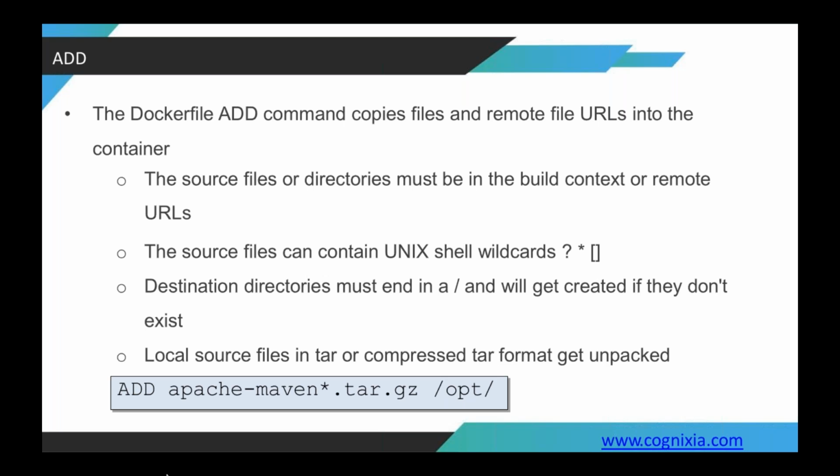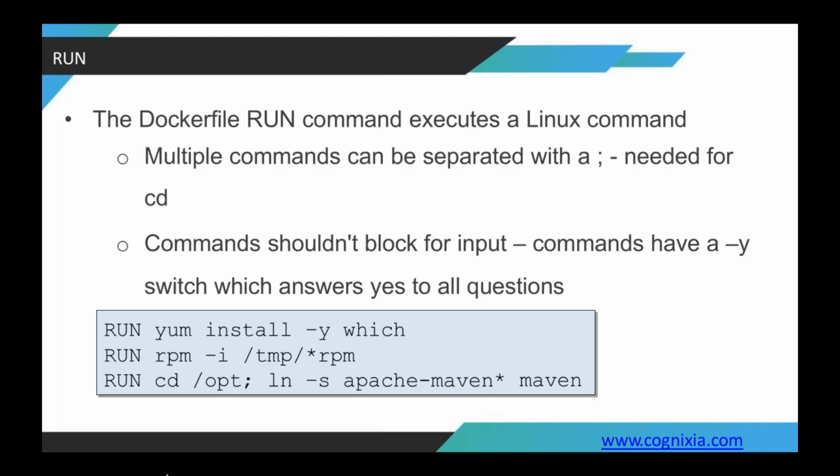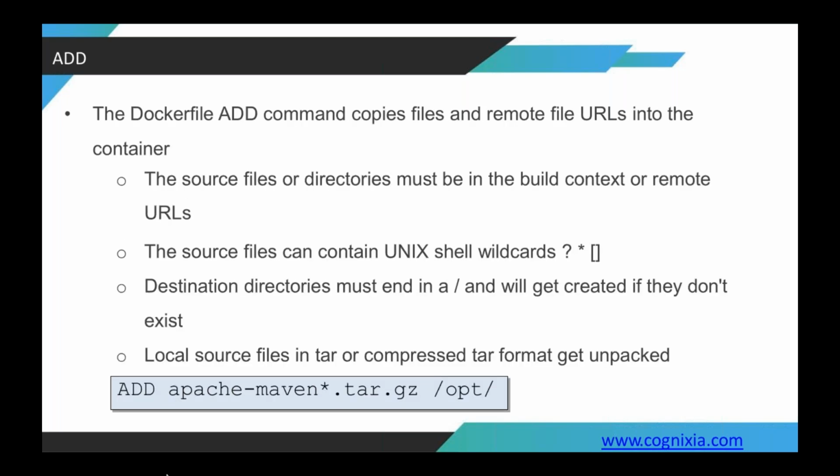See, the copy command will only copy the file. Add will also copy the file, but if you want to download something from some remote URL, like a binary, you can directly specify that inside the add command, but you can't specify that in the copy command. So is everyone clear on the difference between the copy command and the add command? This is one of the most asked questions.